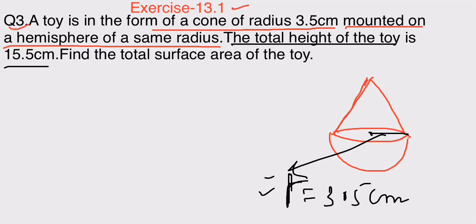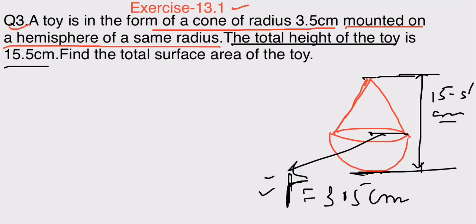Now the total height of the toy means the length from the tip of the cone to the bottom of the hemisphere. This has been given to you as 15.5 centimeter. The question is, we have to find the total surface area of the toy. Now I hope the question is clear to you. Next we will discuss the solution. Now let's begin the solution.